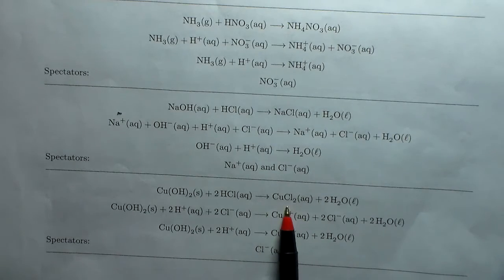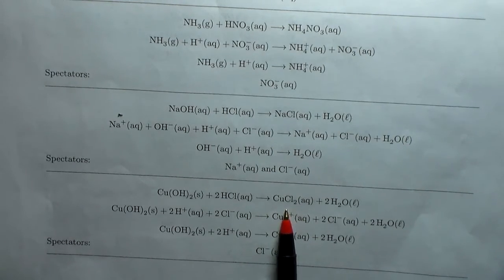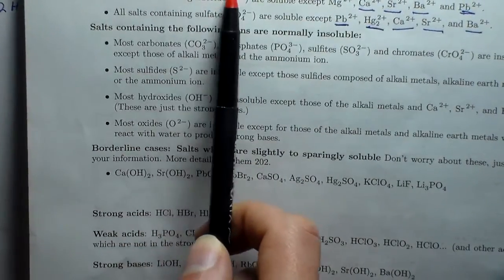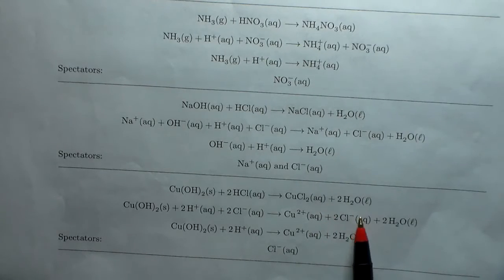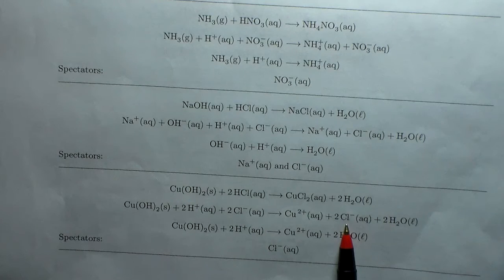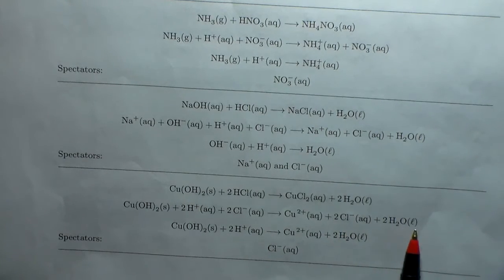And then here, copper chloride. Copper 2 chloride is soluble. Remember from our solubility rules over here, all chlorides except for the copper 1. So right here, copper 2 chloride is soluble. So there's my copper 2 chloride, and then my water is just there. So the copper 2 cation and 2 chloride anions over here, plus 2 waters.